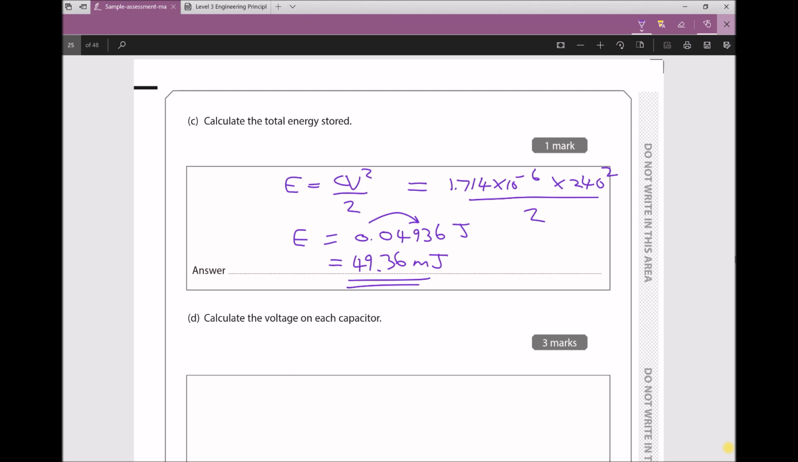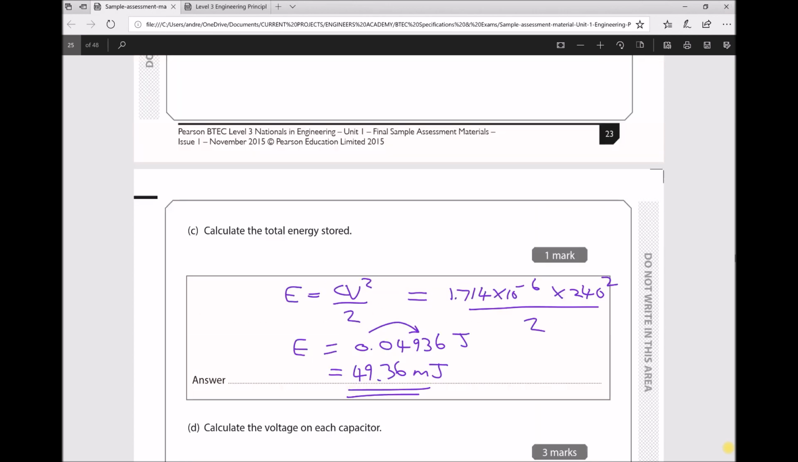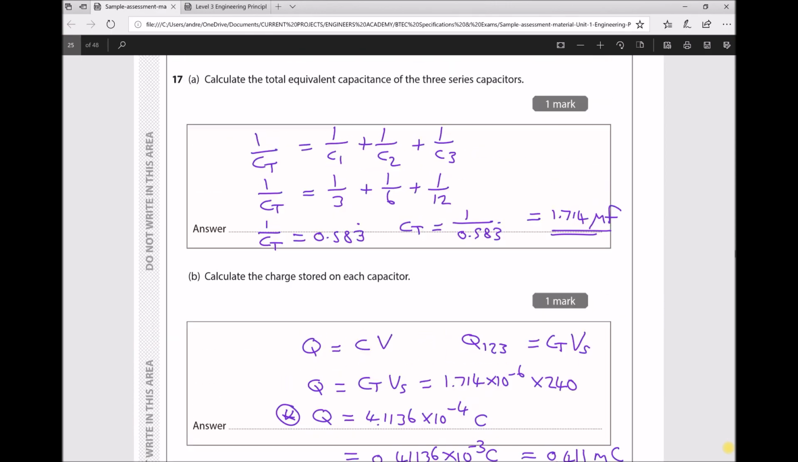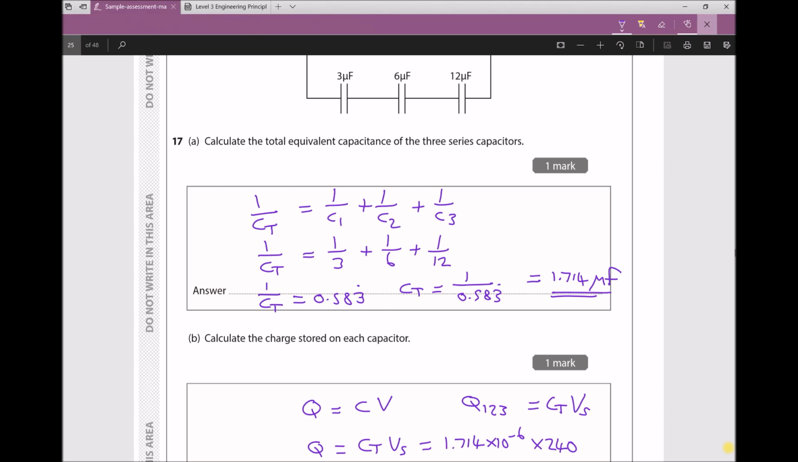Now the final step is to calculate the voltage on each capacitor. And one thing we know from previously is that the charge on each capacitor is the same, and we've already calculated that charge earlier in the question. So if we just refer back, we'll make a note of our charge. We have a charge of, seen here, 4.1136 times 10 to the minus 4. And just as a reminder, we have 3 capacitors. We have capacitor 1, which is 3 microfarads. We have capacitor 2, which is 6, and capacitor 3, which is 12. So let's make a note of all of that information down in our working area.